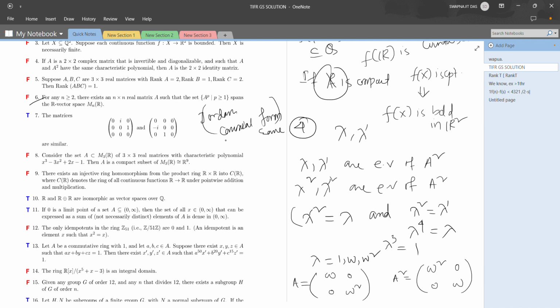You can easily see that this is an upper triangular matrix, and the second one is a lower triangular matrix, so all eigenvalues are 0 itself. Both have rank 2, that means nullity is 1, that means each has exactly one 3 by 3 Jordan block. So their Jordan canonical form is the same, so they are similar.